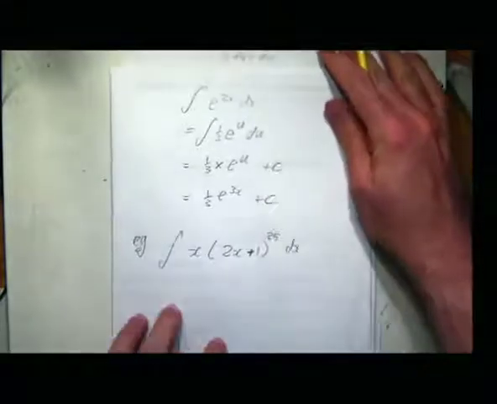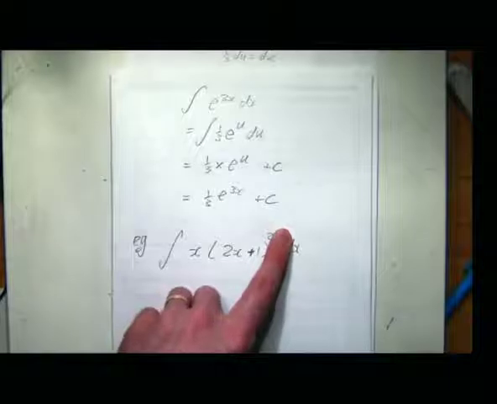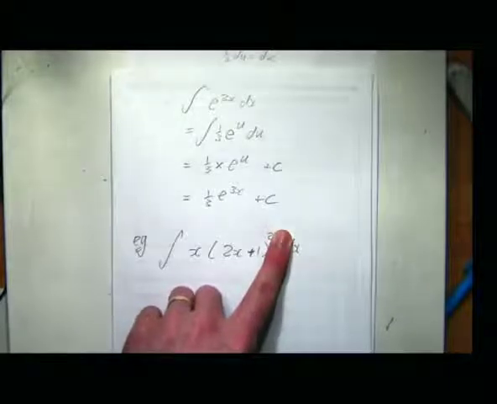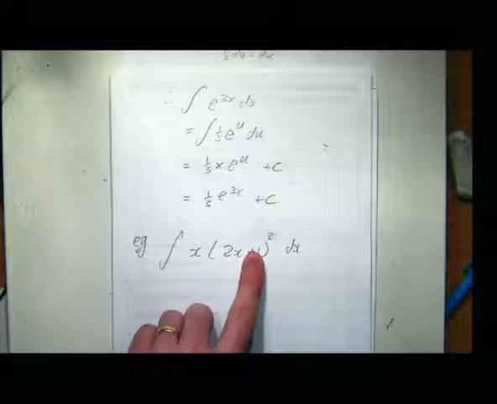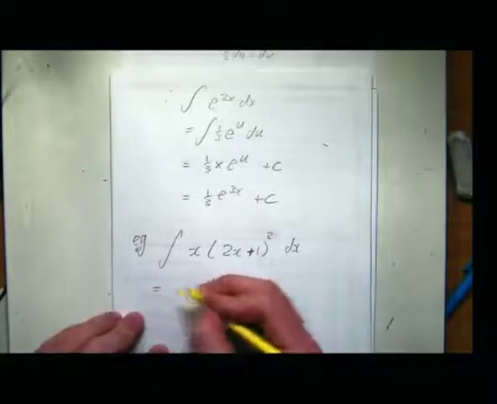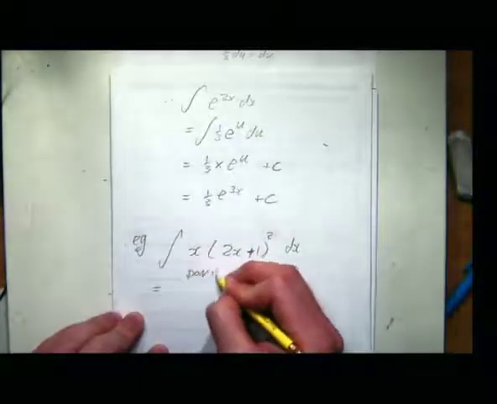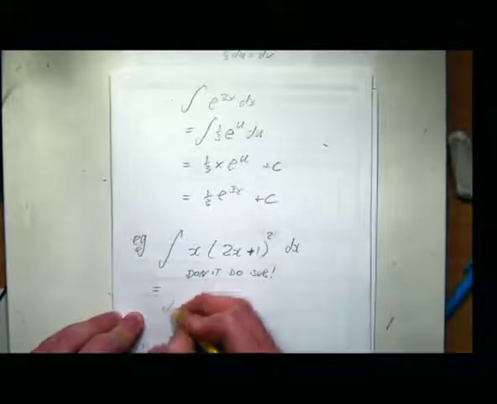Let's do something really huge. If that was x, 2x plus 1 squared, I would have just expanded everything out. So if I saw this, I wouldn't have used substitution. I mean, I've noticed that there's something inside another function, but I would have just expanded that out, right? So, you know, don't do substitution. Just expand it out.